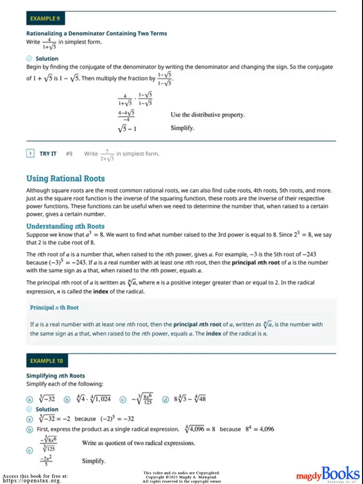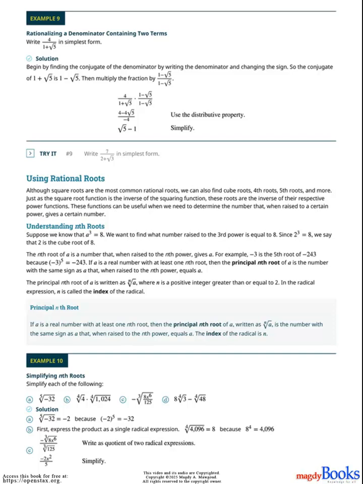Example 10. Simplifying nth roots. Simplify each of the following. a. Fifth root of -32. b. Fourth root of 4 times fourth root of 1024. c. Negative cube root of 8x to the power of 6 over 125. d. 8 times fourth root of 3 minus fourth root of 48.